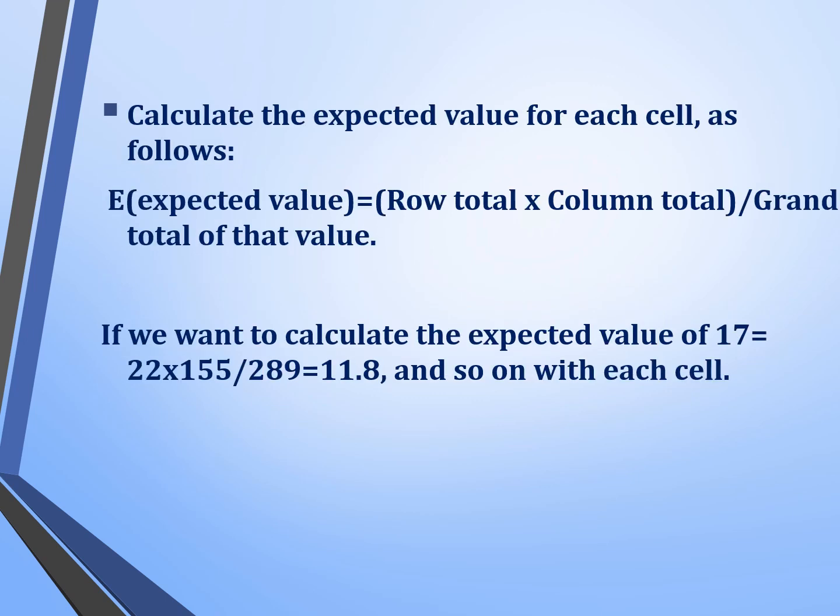Then calculate the expected value for each cell. According to the equation, the expected value equals row total multiplied by column total divided by grand total of that value. For example, if we want to calculate the expected value in cell A, it equals 22 multiplied by 155 over 289 equals 11.8, and so on with each cell.